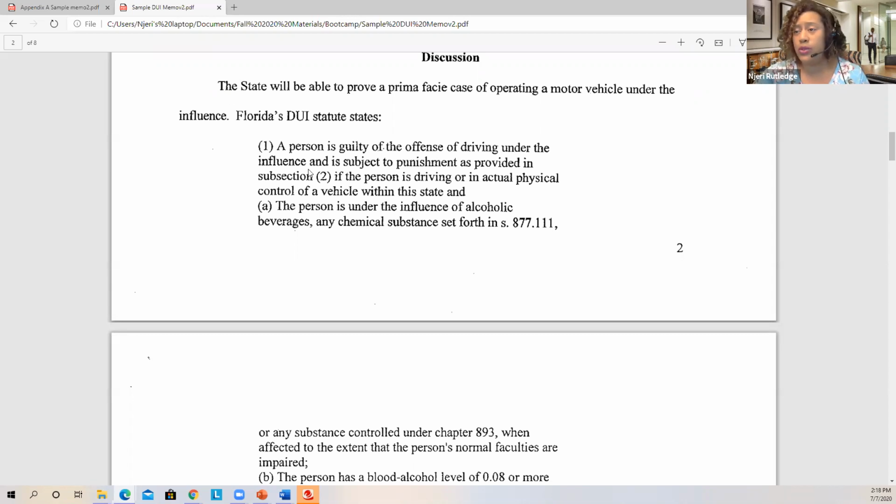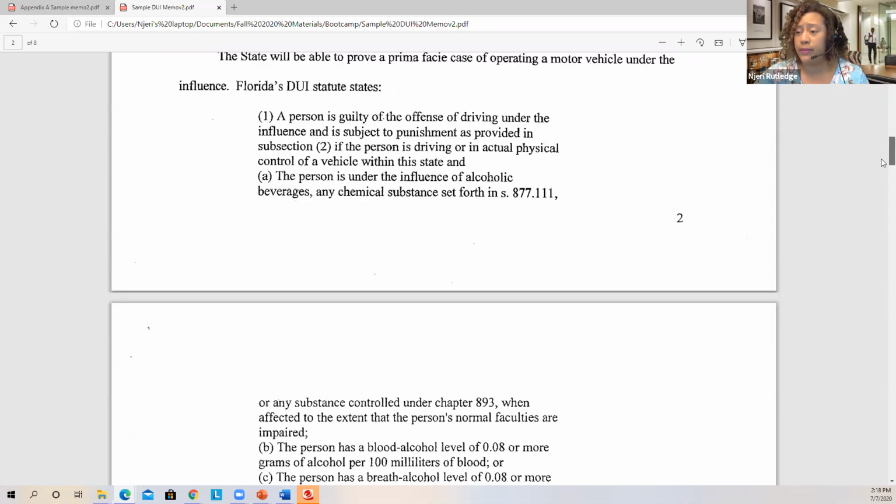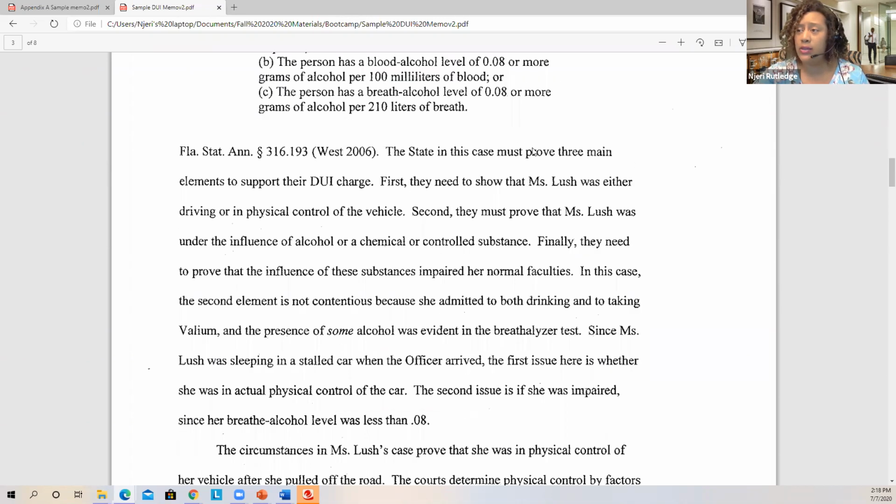Then it quotes the relevant statutory language. After that, it still lets the reader know you've got to prove three main elements: first, second, and third. In this case, now they're talking about the second element is not contentious. It is trying to get rid of those non-issues, those issues that are not in dispute. And then it's telling you what's in dispute. The first issue is whether she was in actual physical control. The second is if she was impaired since her breath alcohol was less than 0.08.